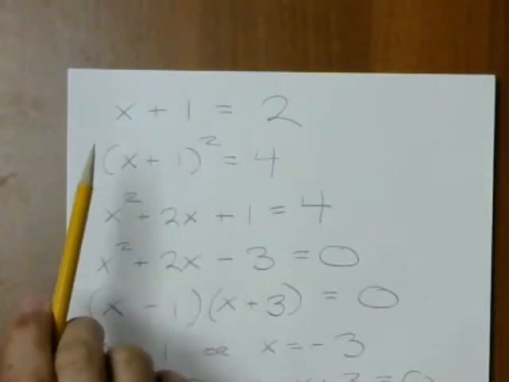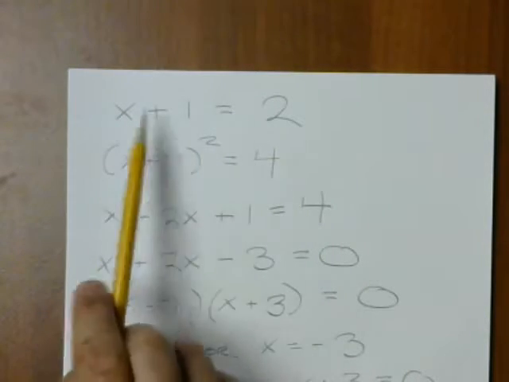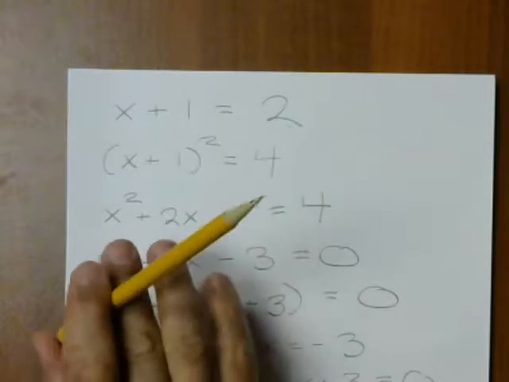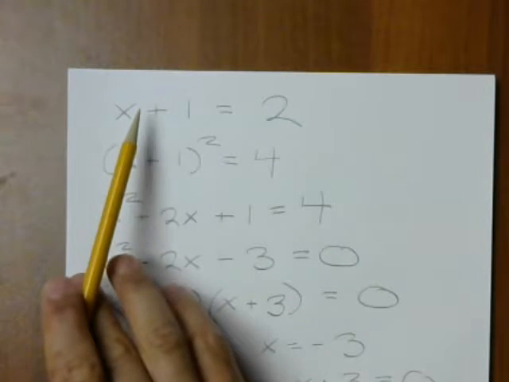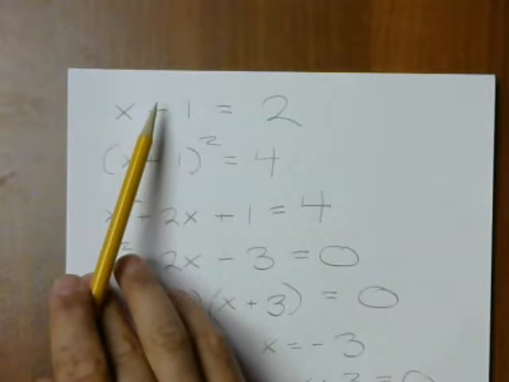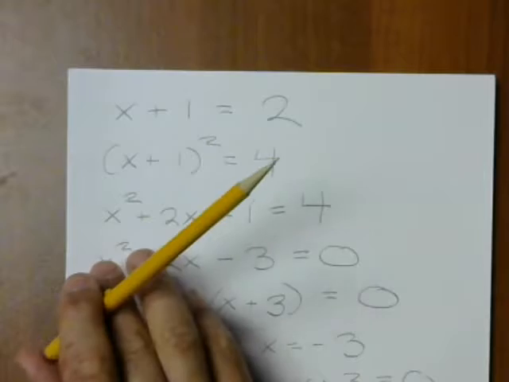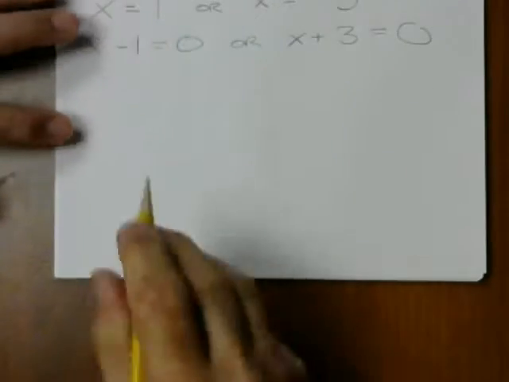Let's look at this original equation. Well, 1 works very nicely, but what about the minus 3? What would happen if we plugged minus 3 in here? We would get that negative 2 is equal to 2. Is negative 2 equal to 2? No. So why are we getting it?